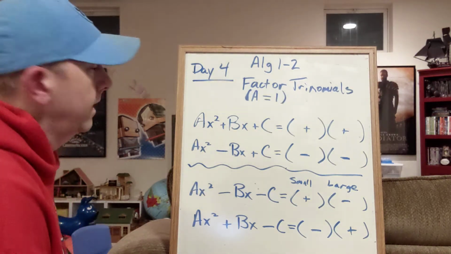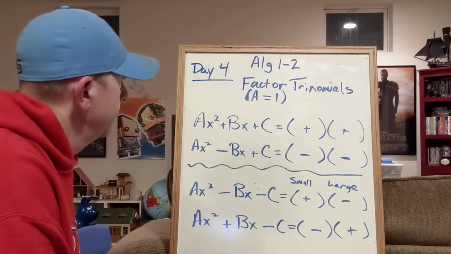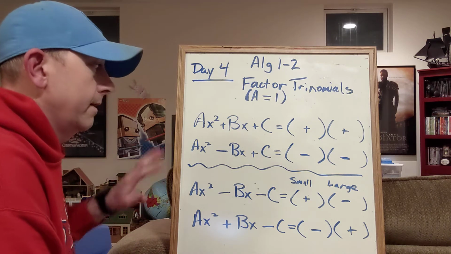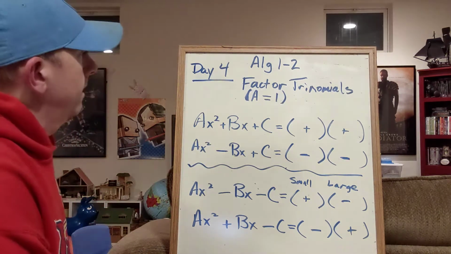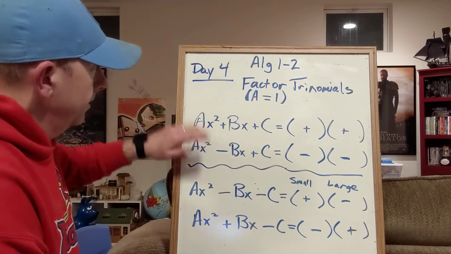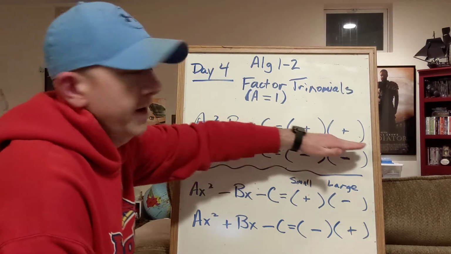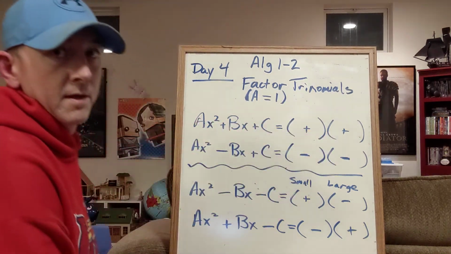Day 4, Algebra 1-2. We've got factoring trinomials where A is 1 today. Yesterday we did A is not 1. I wanted to jump right into this. This goes with what we did yesterday, where when we look at this top one, if we have all positives, then our two factor parentheses boxes are going to end up being both positives, right?